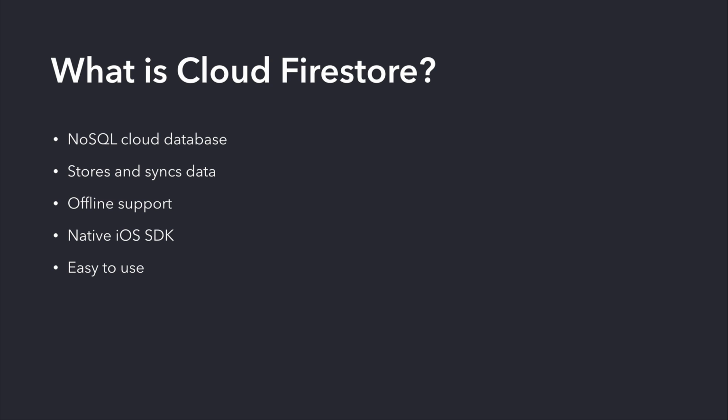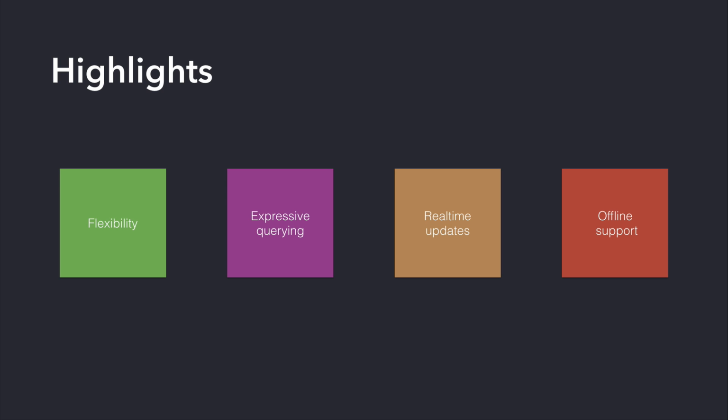And I'd like to show you some of the highlights that Firestore offers. So it's very flexible. You get very expressive querying features, real-time updates, and this offline support. And I'd like to go through each of these highlights. So first of all, the Cloud Firestore data model supports flexible and hierarchical data structures. So you store your data in documents organized into collections. And we are going to have a detailed look at that data model in a second.